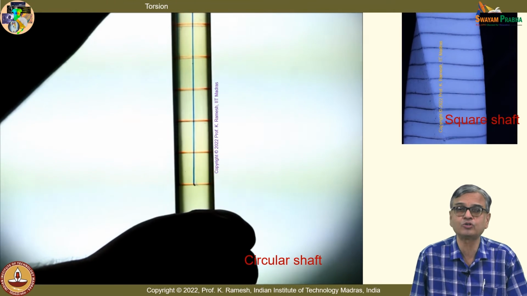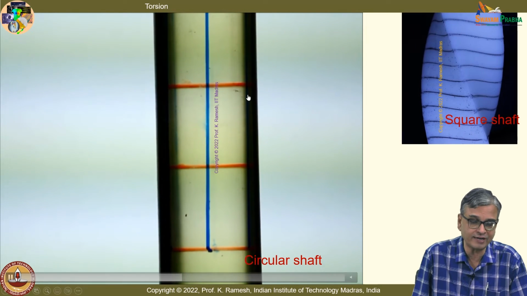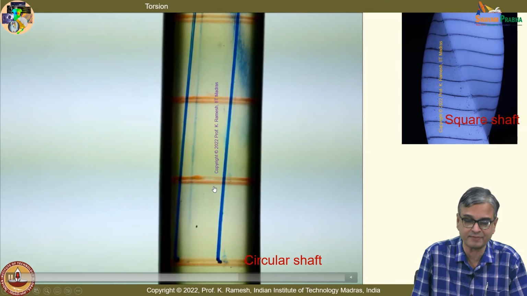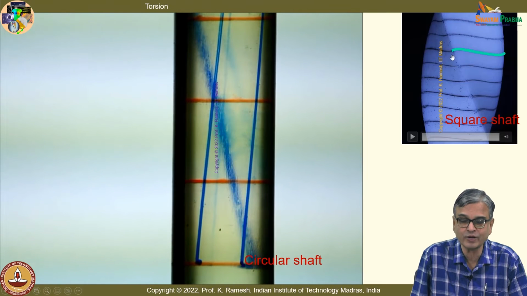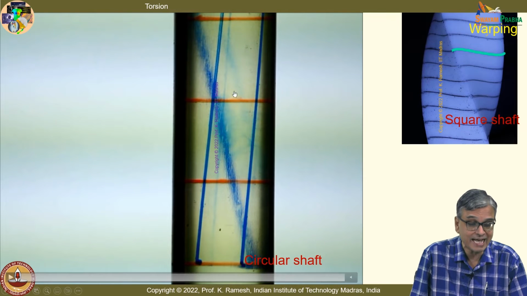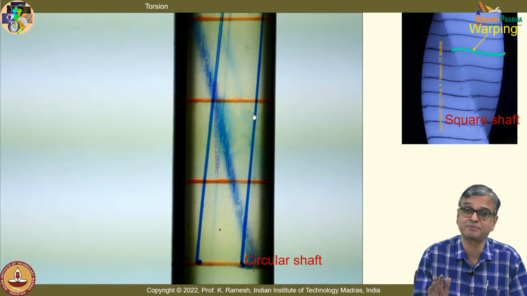Then we moved on to torsion. We have looked at circular cross section. To understand circular cross section in a simplistic manner, we have also looked at a square shaft. In a square shaft, you have a warping which is absent in a circular shaft. That made your life a lot simpler.